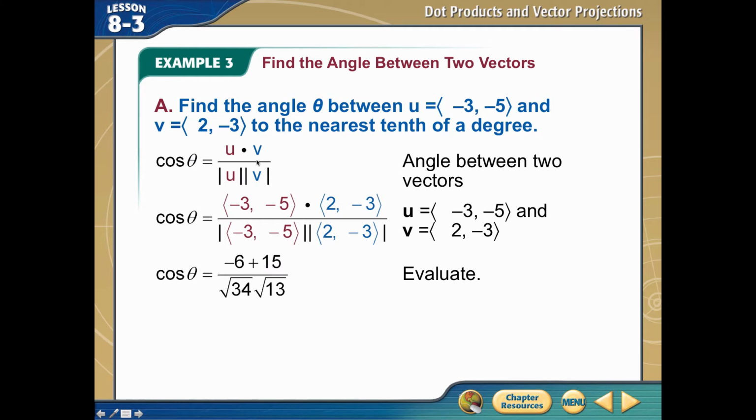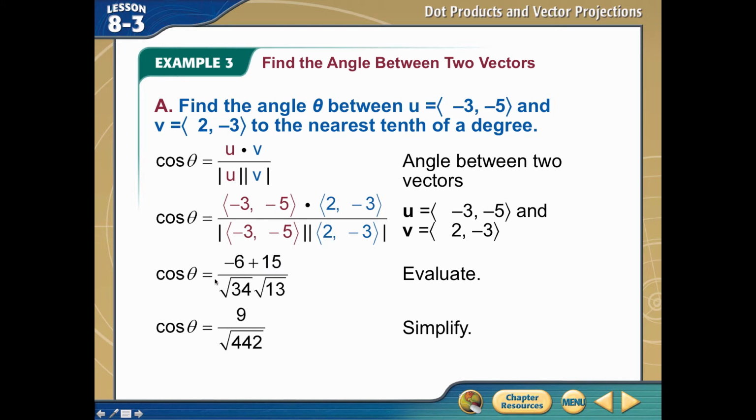And I recommend you show your work and you do each of these steps. If you skip this step and go right down to here, guaranteed you'll have a great opportunity to make a mistake. Negative 6 plus 15 is 9. Square root of 34 times the square root of 13 is just the square root of 34 times 13, 442.